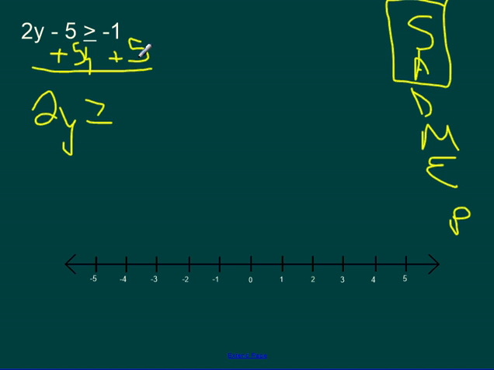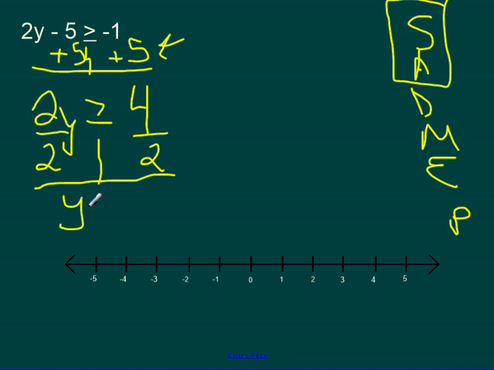Different signs, find the difference. The difference between 5 and 1 is 4. And there are more good soldiers, so good wins. It's going to be positive. And then I have to finish this out because it's a 2-stepper. Divide both sides by 2. And I end up with y is greater than or equal to 2, because 4 divided by 2 is 2.